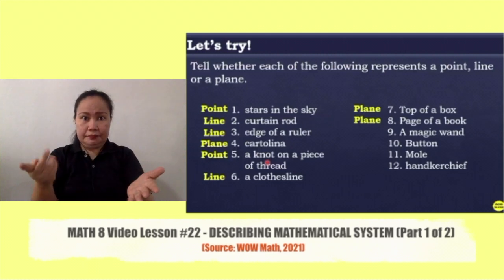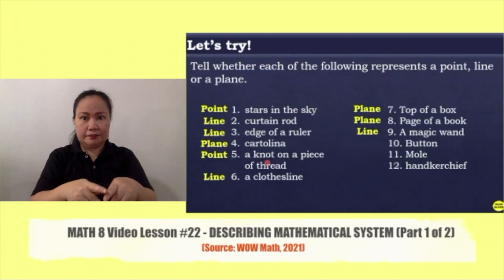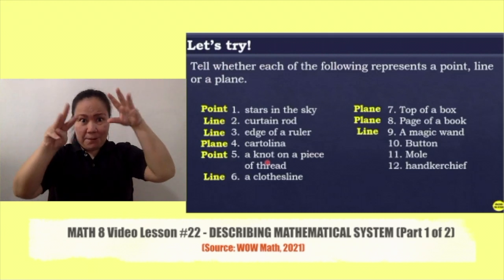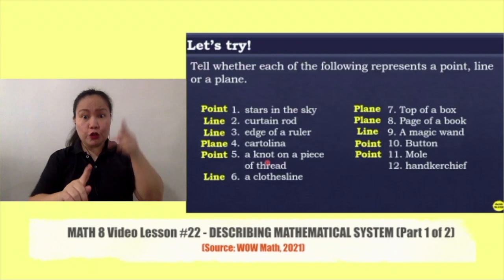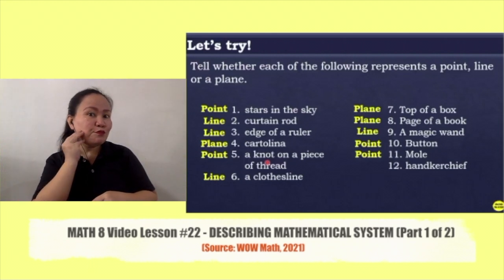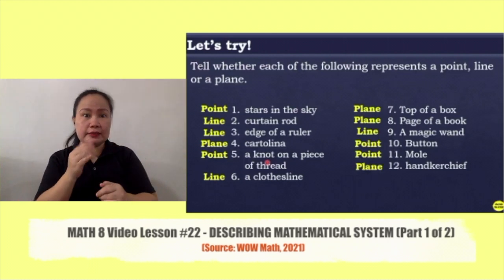A magic wand. This is a line. A button, botones. So, this is a point. A mole, nunal. This is also a point. And the handkerchief is a plane.